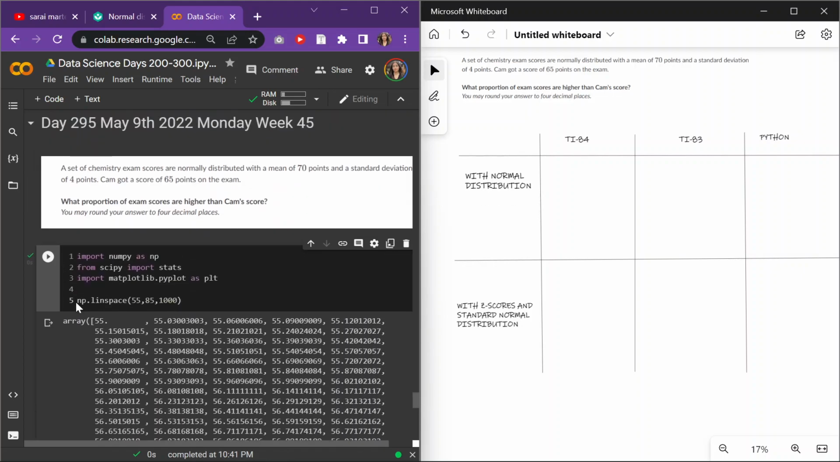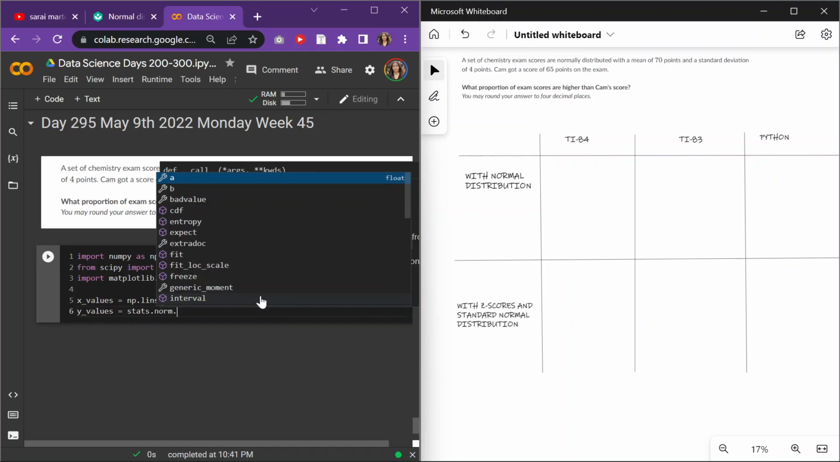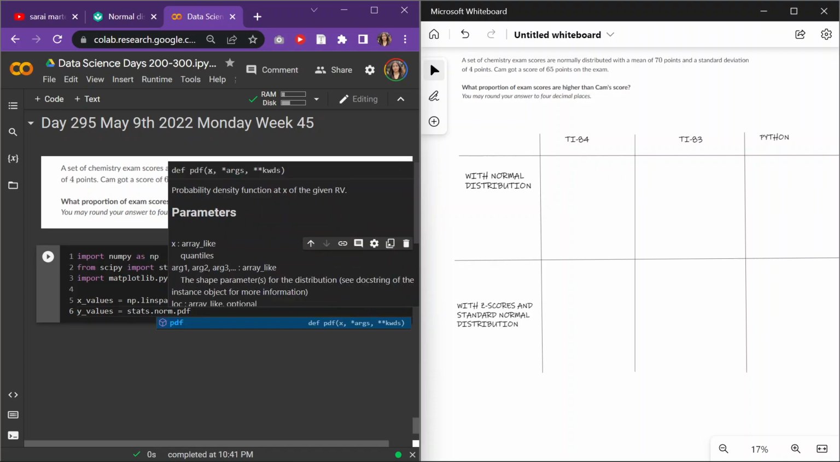And we're just going to set that to a variable called x values. Okay, and then our y values, we're going to get by using our stats library. We're going to use a norm method, and we're going to use the PDF method. So we're basically saying find the probability density function, or the probability density of all of our x values.